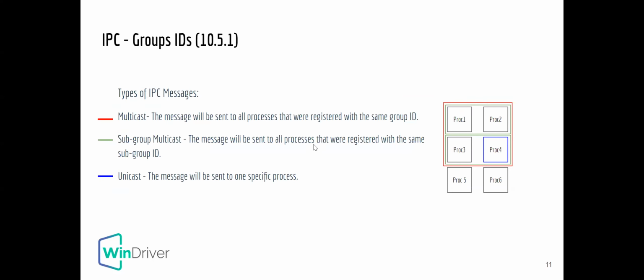So the first thing, maybe the most basic thing the IPC API offers, is to divide, or let's say create groups of the applications, and you can manage the communication in these groups. Okay, so we have a multicast, a message that is sent to all the processes that are registered with the same group ID. If you have a group and also a subgroup, you can send only to the subgroup. And a unicast is a message that is sent to one specific process.